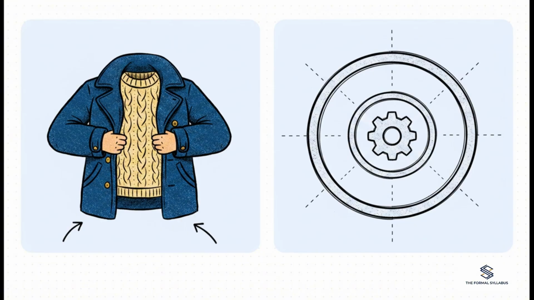Imagine you're coming home on a freezing winter day. You're wearing a warm sweater, and over that, a heavy winter jacket. You literally cannot take off that sweater until you take off the jacket first. Mathematics works exactly the same way. You have to mathematically unpeel the outer jacket, your outer function, before you can even touch the inner sweater.